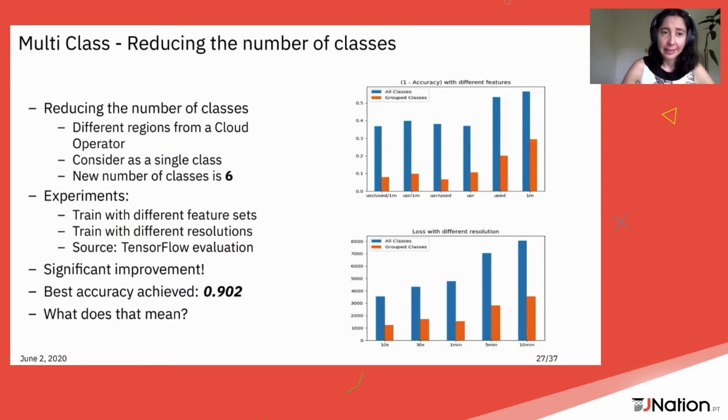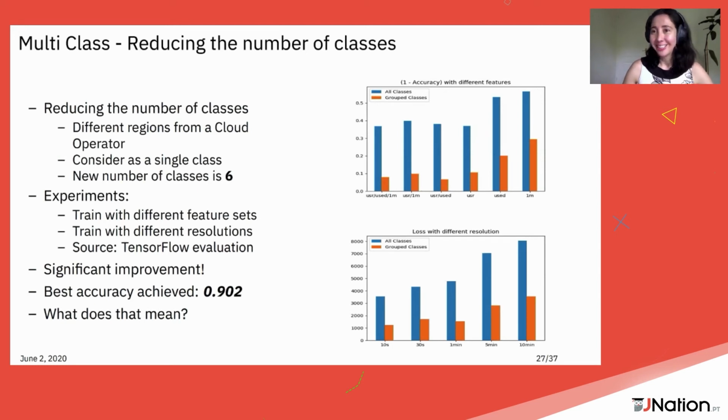So we went back to the data and found that there were some classes that were the same cloud provider, but in different regions. So we decided to reduce those classes to one. That means one cloud provider in several regions was considered as just one class. With this reduction, we went from 10 classes to 6 classes. Then we ran again the process I just described before, and in the first experiment, the accuracy was already significantly better.